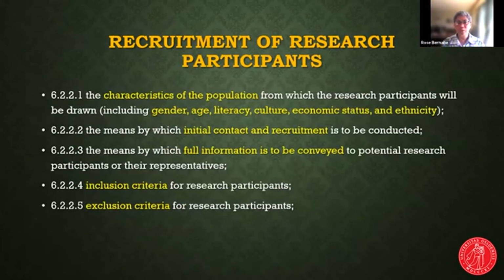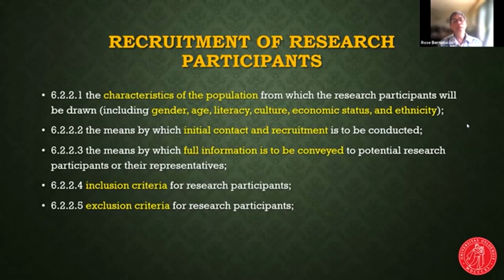Next will be recruitment of research participants. Ethics committees want to look into the characteristics of the population from which the research participants will be drawn, including gender, age, literacy, culture, economic status, and ethnicity. Again, we've mentioned this already a while ago. So who will be recruited from which population and why, right?